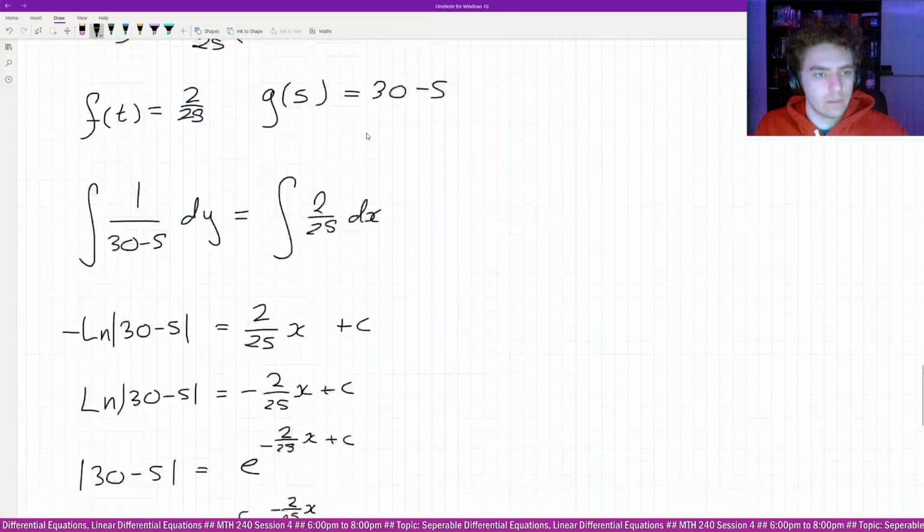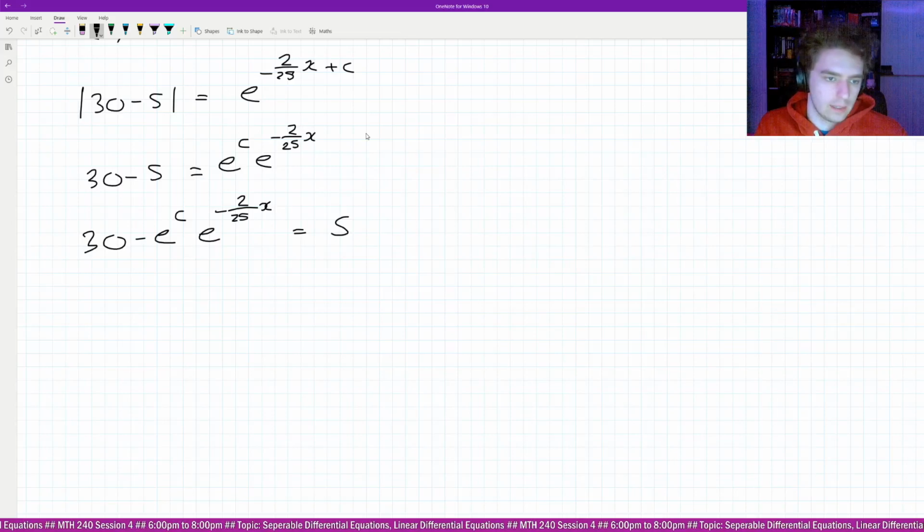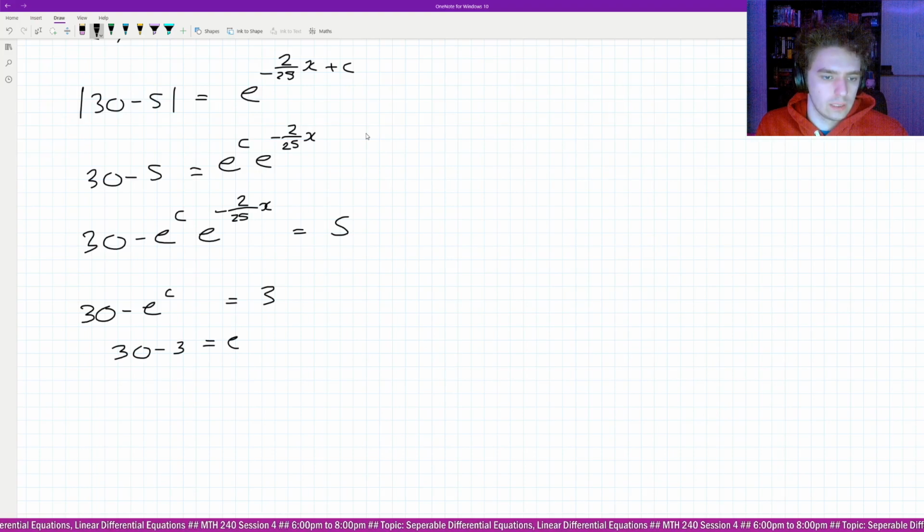And now we have an initial value of s of 0 equals 3. So I'm going to plug that in. S of 0 is going to be 30 minus e to the c, e to the 0 equals 3. E to the 0 is 1, right? So 30 minus 3 equals e to the c. So 27 equals e to the c.